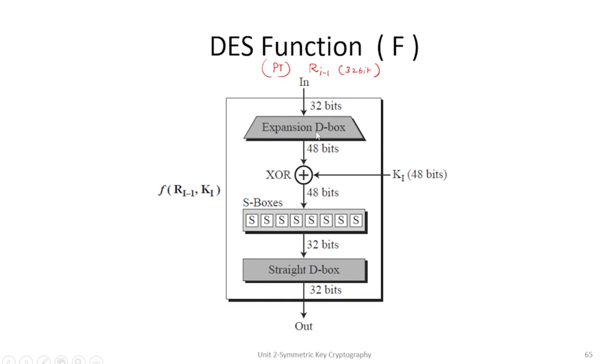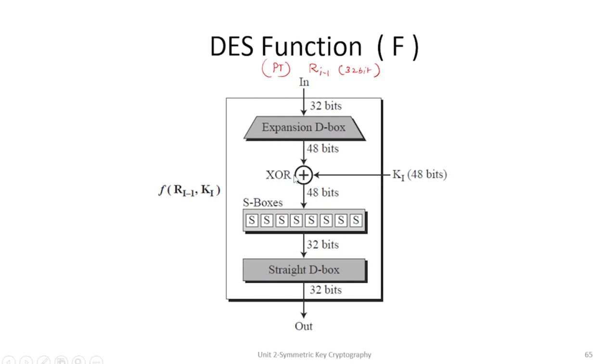The first operation is expansion. Why should we do expansion? Because the subkey value is 48 bits. If you want to do the XOR operation, the number of bits of the plain text and the number of bits of the key should be equal. So we expand the 32 bits into 48 bits by using a method called the expansion D-box.